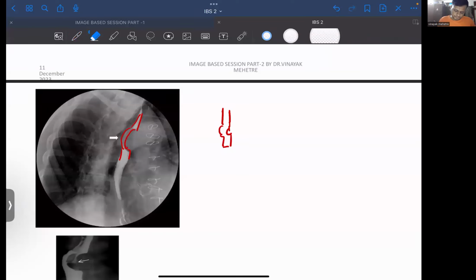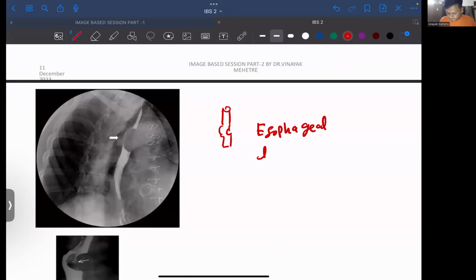What has happened? There is a growth which is compressing the esophagus. There is a growth which is compressing the esophagus. It is called, what do we call it? Esophageal leiomyoma. Esophageal leiomyoma.